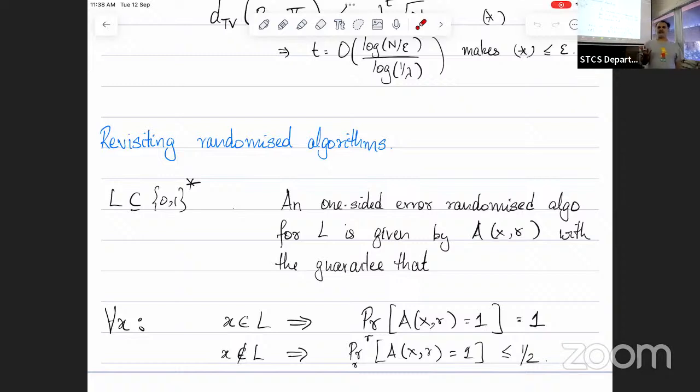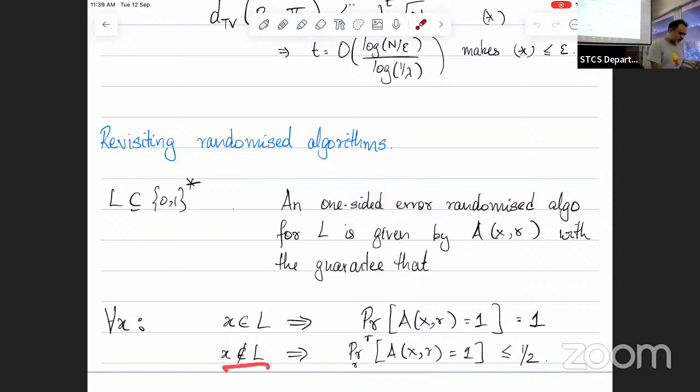But what is the guarantee that I would like? I would like the guarantee that for every possible string X that you have, if X is in the language, I don't want to make any error. And I'm going to say this by saying that if I think about A of X comma R as I vary R, for every choice of R, I always return 1. So there are no bad choices of R with respect to things that are in the language.